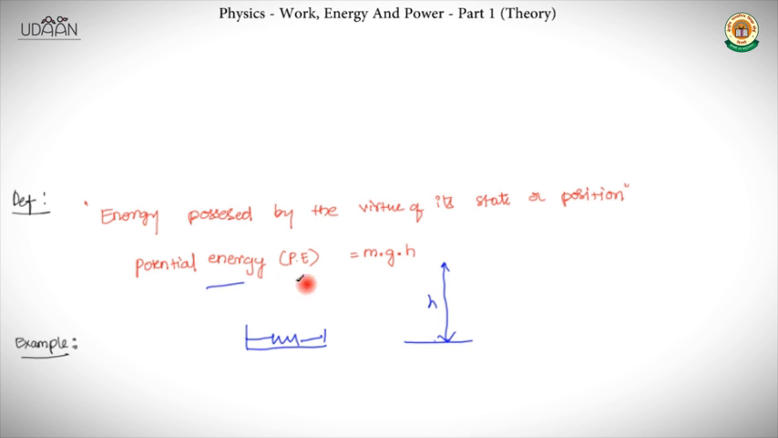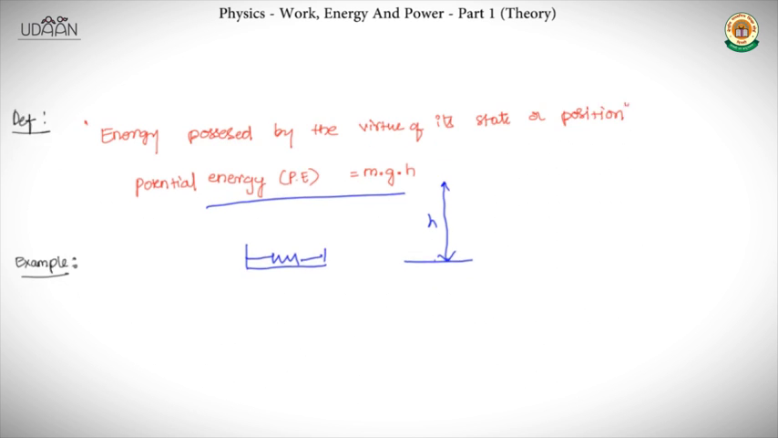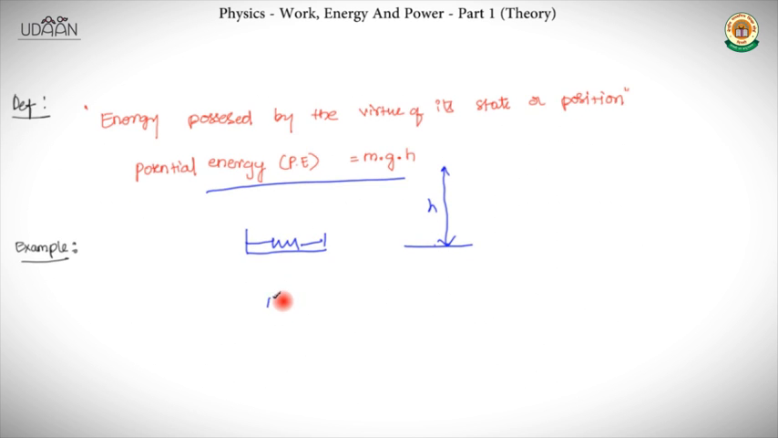And we define potential energy as mgh because by virtue of its position, for example in the gravitational case, it depends on the height of the body. In the potential energy part, when we deal with IIT JEE problems, generally they give a potential energy term or a potential energy equation, and then we can equate this to the work, and then we can solve the problems.